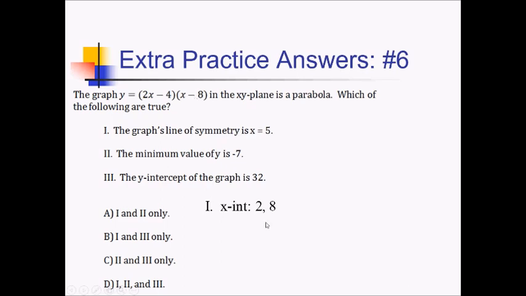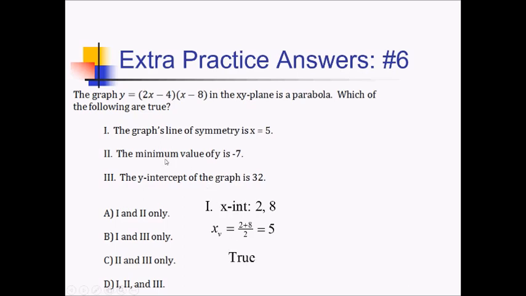Now, if I add those together and divide by 2, if I average them, that's going to be, let's see, 10 over 2, which is 5. So the line of symmetry goes through the vertex, and since the vertex x value is 5, the line of symmetry is also 5. So this is a true statement.